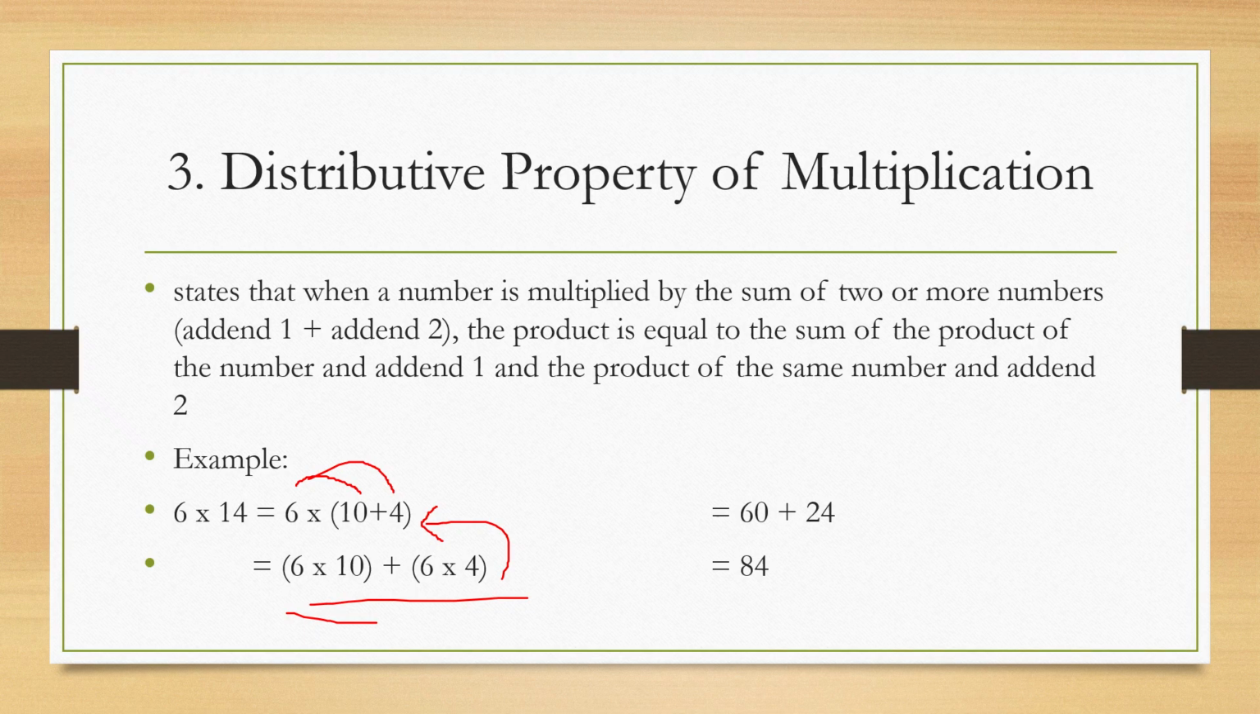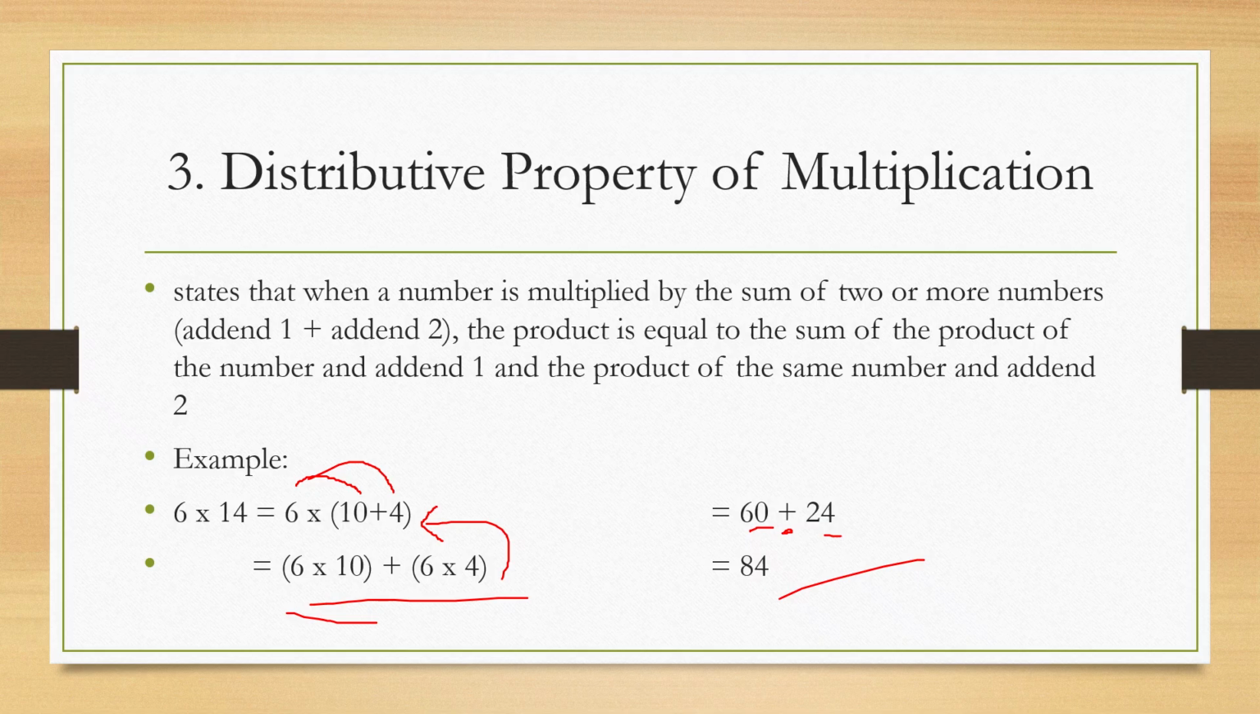Okay, now on this side, you have 6 times 10 equals 60 plus, okay, this is still the operation, plus 6 times 4 is equal to 24. Now, if you are to sum them up, 60 plus 24, you have the product, which is 84.